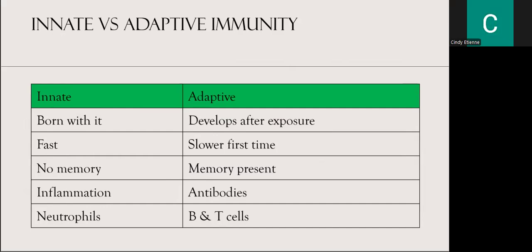It takes longer the first time because B cells and T cells must recognize the invader. B cells produce antibodies, while T cells coordinate and destroy infected cells. The key advantage is memory. The next time the same pathogen enters the body, the adaptive immune system responds much faster and more effectively, often preventing illness altogether.